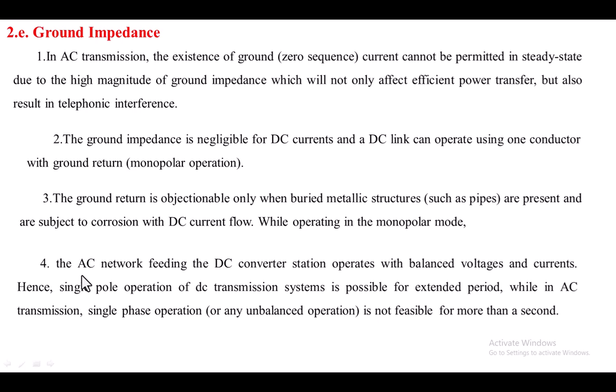In a HVDC system, the AC network is feeding power to the DC converter through balanced voltage and current. Due to any unbalance in voltage at the AC side, we can run the single pole DC link for some time. But in an AC transmission system, if any unbalance occurs in any one phase, we can't run the AC transmission system as a single pole even for 1 second.